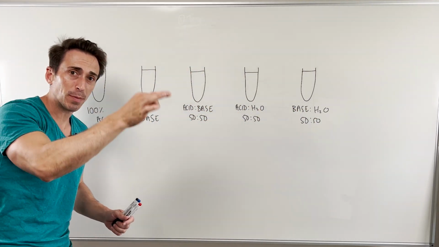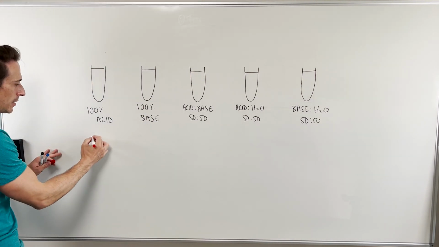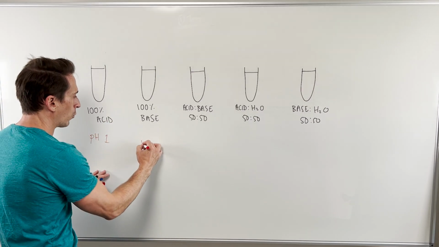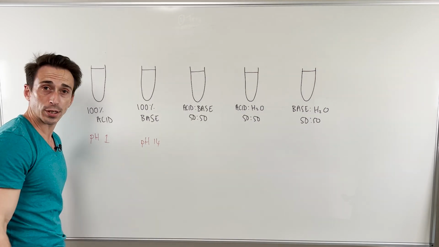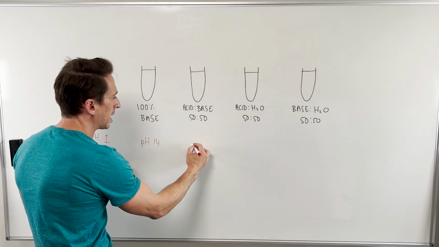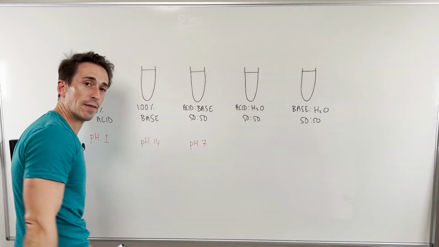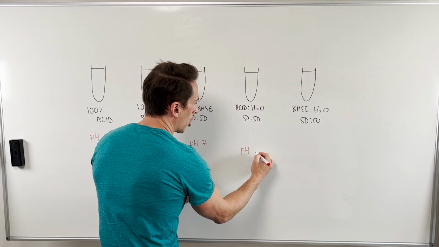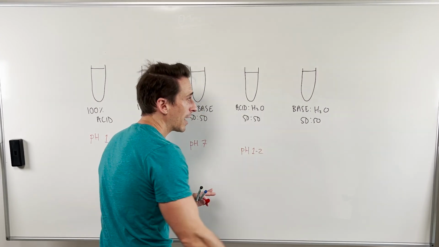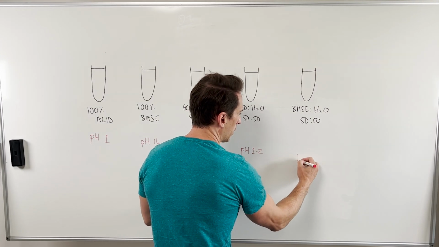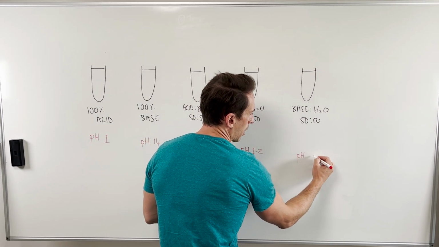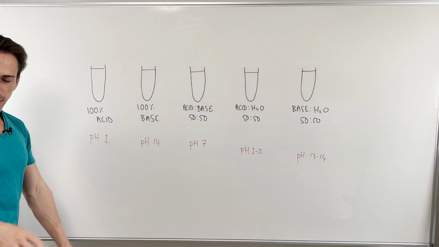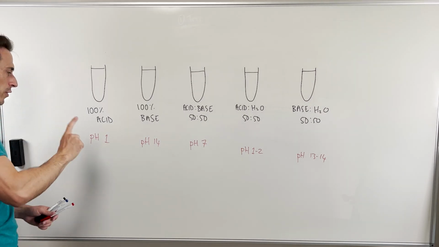You then get your pH meter and you measure the pH, and what you find is this. The pH of the 100% acid is a pH of 1. The pH of 100% base is a pH of 14. The pH of the 50-50 acid-base is a pH of 7. And the pH of 50-50 acid-water is a pH of 1 to 2. And the pH of base to water is a pH of 13 to 14.